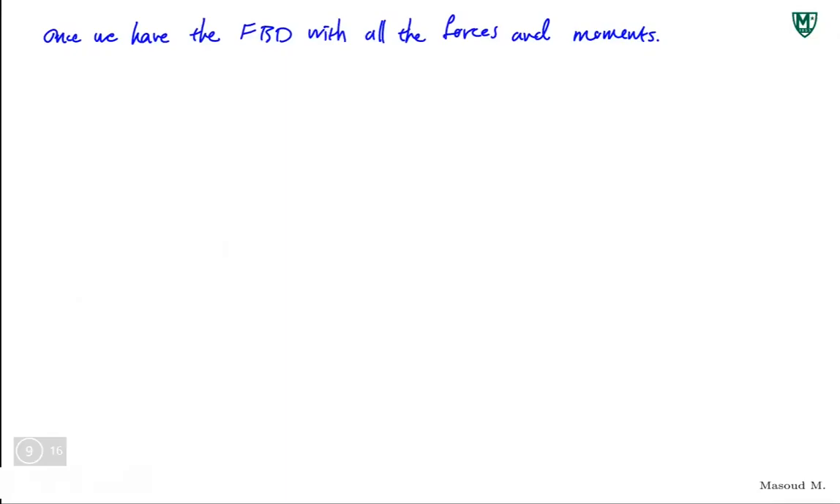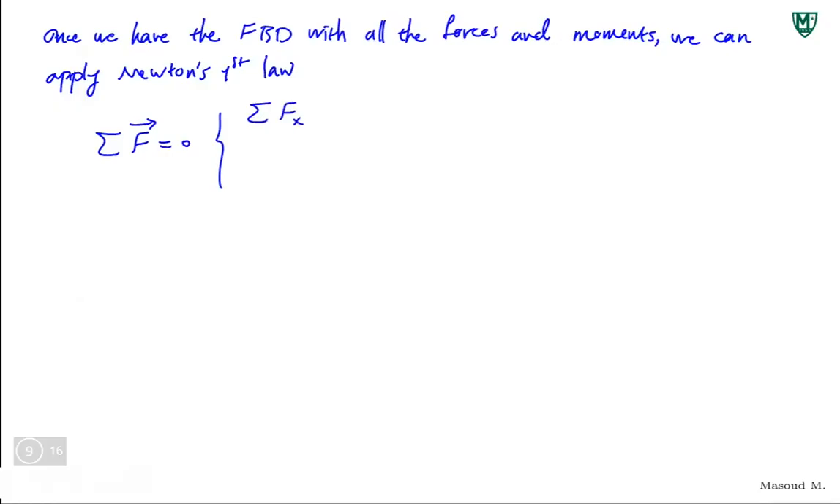So once we have the free body diagram with all the forces and moments, we can apply Newton's first law. And we said it before, I'm just going to put it here again. The vector sum of all the forces should be 0. So we are in two-dimensional space. This means the vector sum of all the forces in the x direction should be 0, and the sum of all the forces in the y direction should be 0.